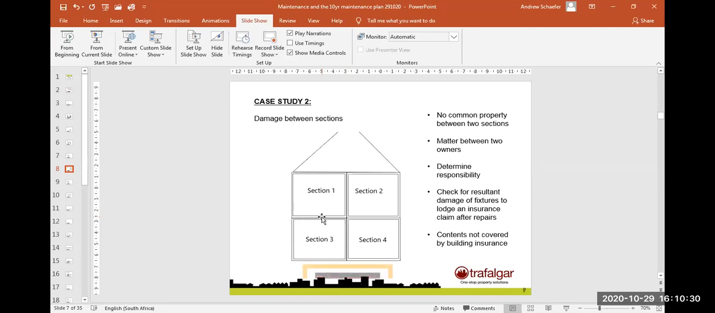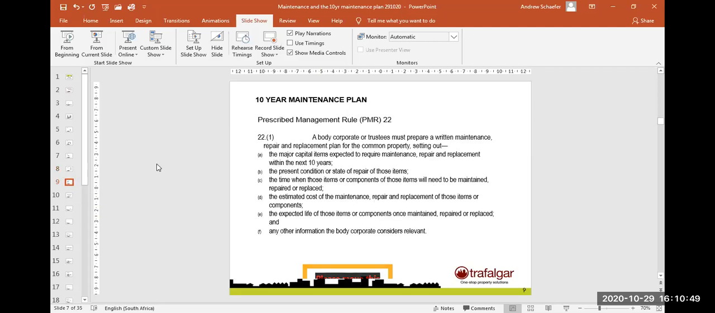However, the insurance will not proceed with that claim unless there's proof of repairs to the cause of the damage. So just also important to note that contents inside the unit is not covered by the building insurance. Only your building and your fixtures would be included. Yeah. We can move over to the next slide.